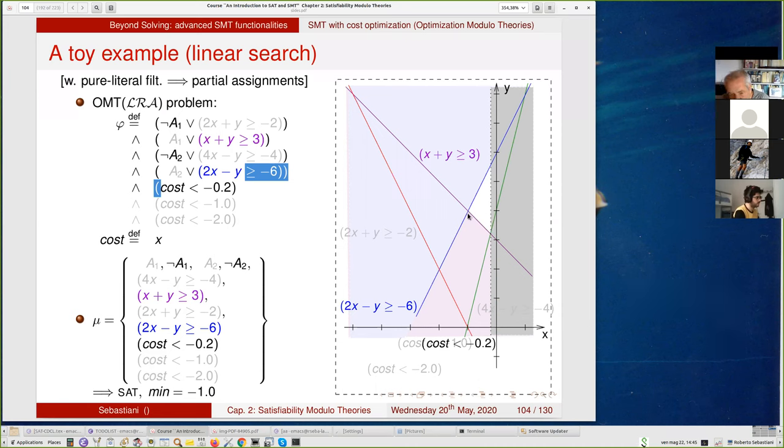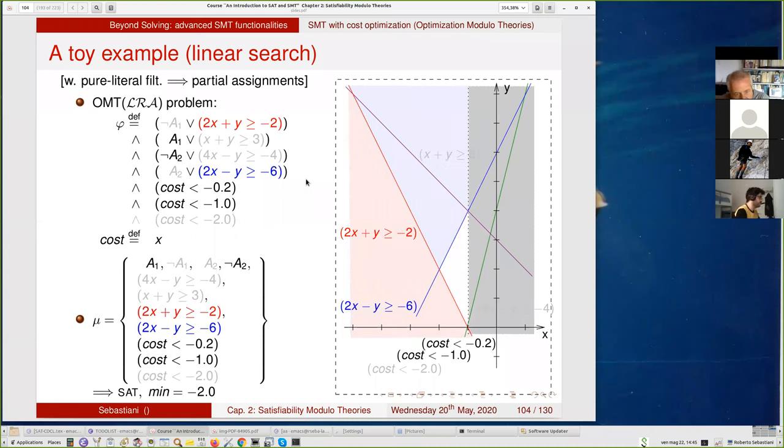And then the minimizer will tell you, okay, this is a solution, the cost equals minus 1. So you add a constraint cost strictly smaller than minus 1, which is this green area here. But then the previous truth assignment is no more compatible with this assignment. So this triggers another assignment, A1 and not A2, which activates the red and the blue constraint. The blue constraint is here, the red constraint is here.